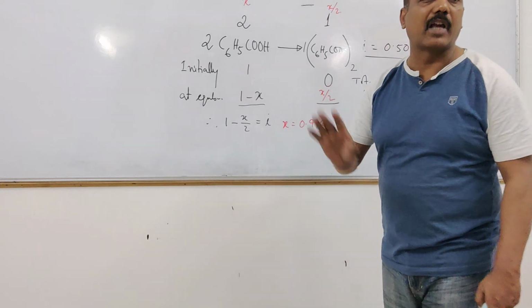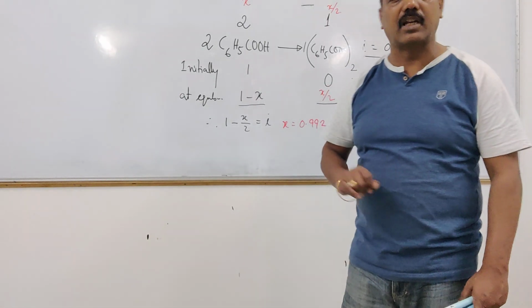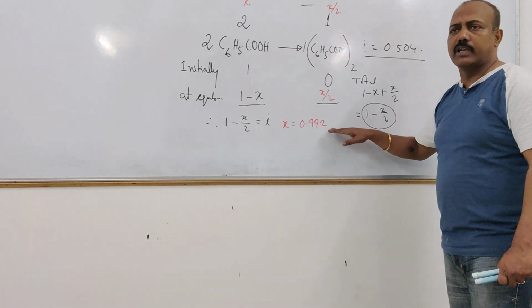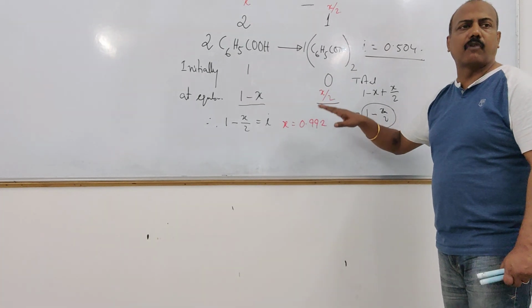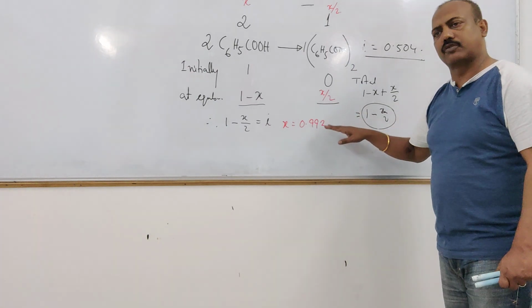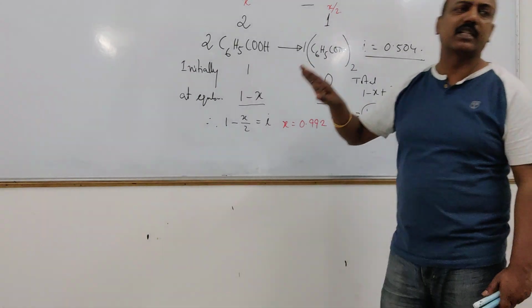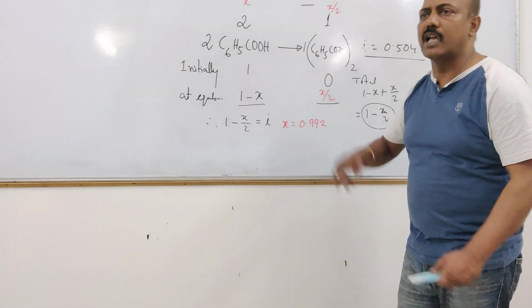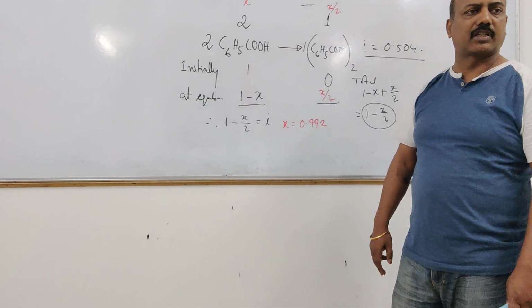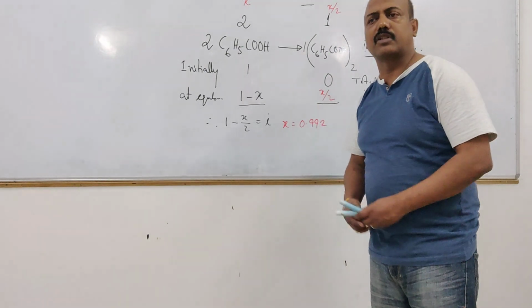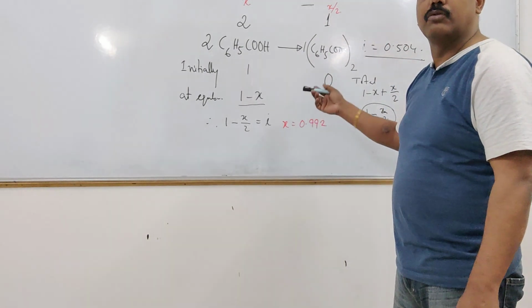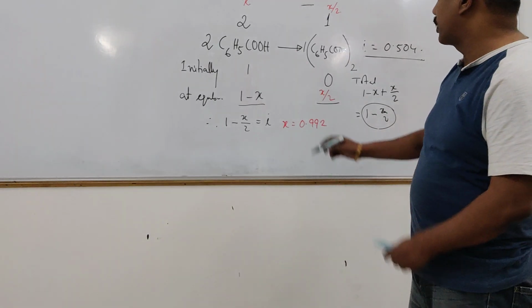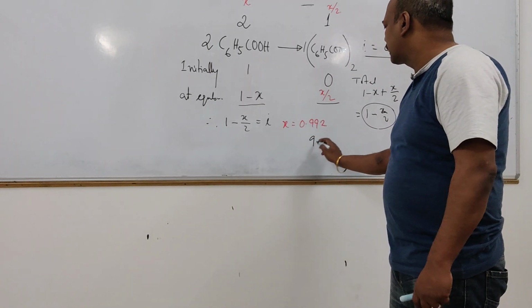If you are asked what is the degree of association, your answer would have been this 0.992. What is degree of association? Out of 1 mole, how much mole is associated? Degree of dissociation, same way: out of 1 mole, how much mole is dissociated? But you are asked about percentage of association. Hence the percentage of association will be this into 100. So 0.992 into 100, that is how much?